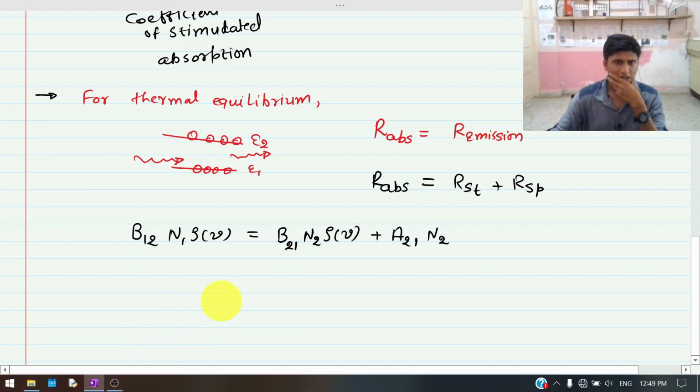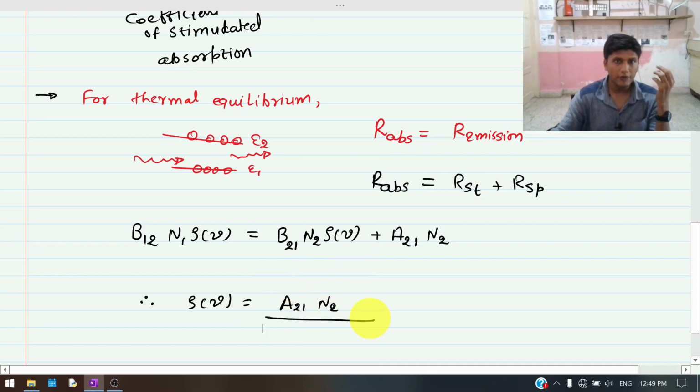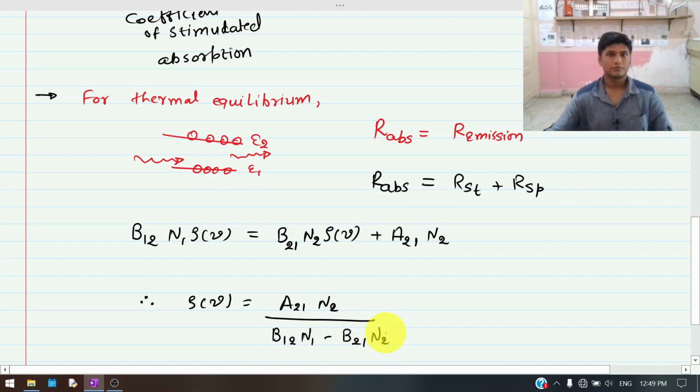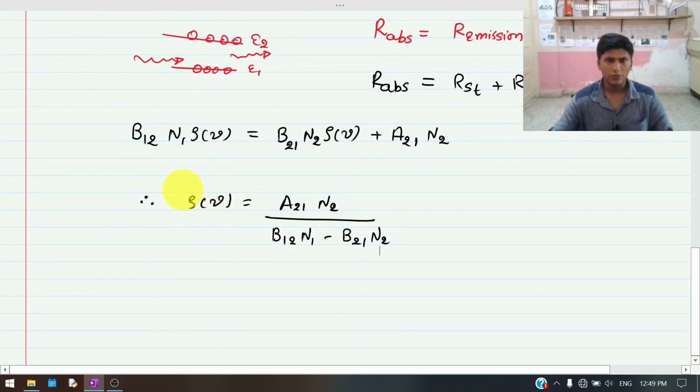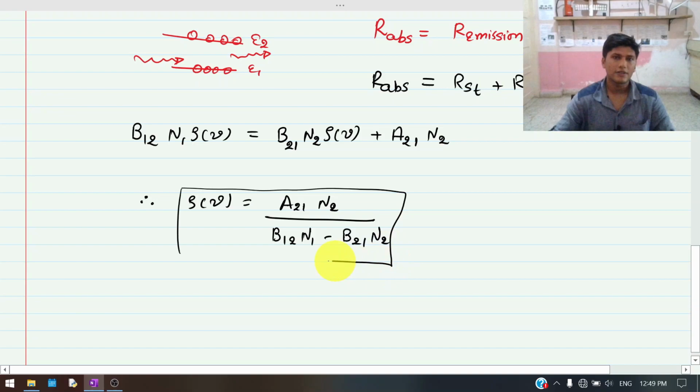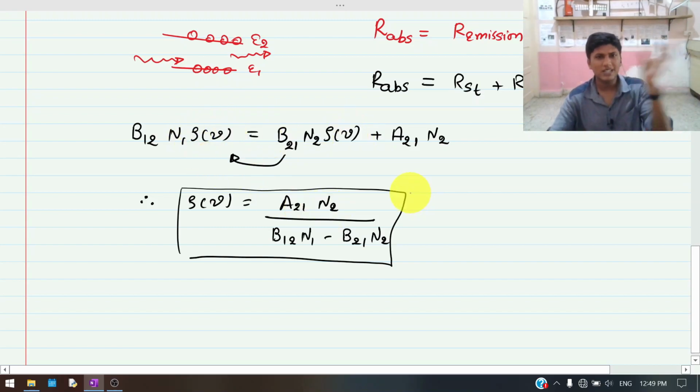Now, if I make rho of nu the subject of this equation, then what does it become? It becomes A21 N2 divided by B12 N1 minus B21 N2. This is rho of nu. What I have done is, I took this term to this side, it became minus, then took rho of nu common, and then sent the multiplication of rho of nu into the denominator. This is rho of nu.